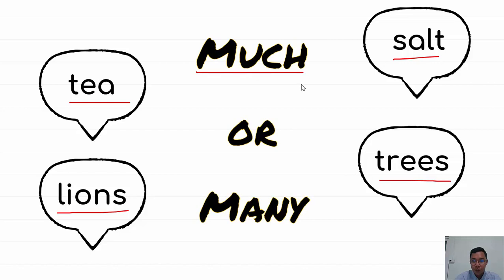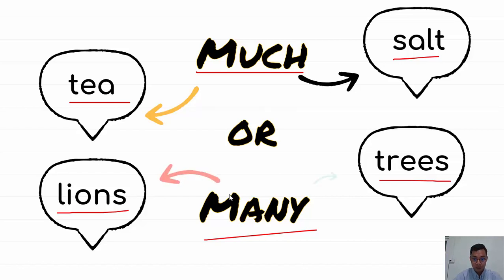So when do we use much and many? Tea, do we use much or many? Lions, much or many? Salt, much or many? Trees, much or many? First one, tea. Tea, we use much. Much tea. Okay, salt. Salt is an uncountable noun, so we use much salt. Number 3, lions. Lions are countable nouns and in plural form, so we use many lions and many trees.